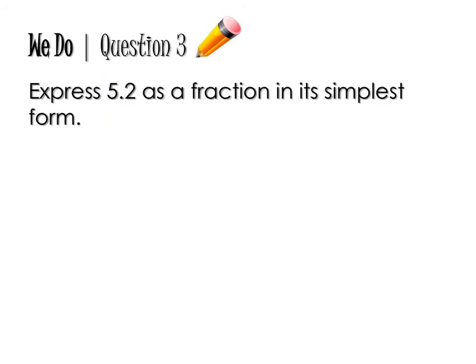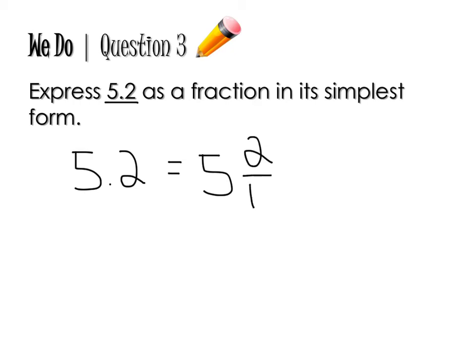Finally, express 5.2 as a fraction in its simplest form. So 5.2, if I convert this to a fraction, the 5 whole will remain. 0.2 is actually 2 over 10. But I know this is not simplest because I can divide both numerator and denominator by 2. So that will give me 5 and 1 over 5.